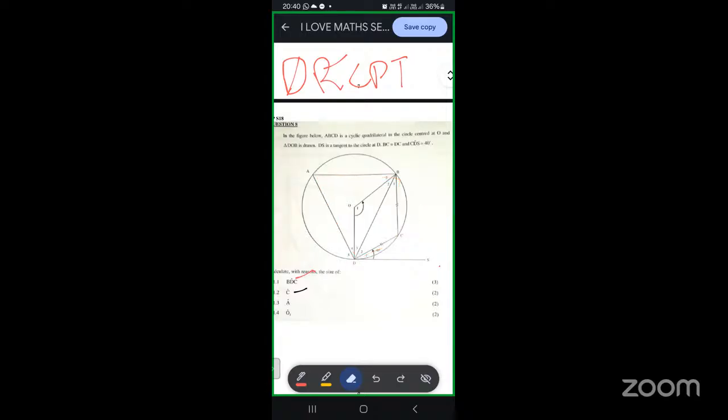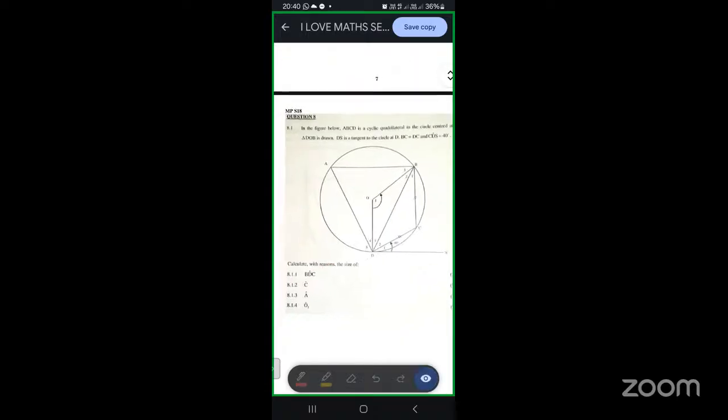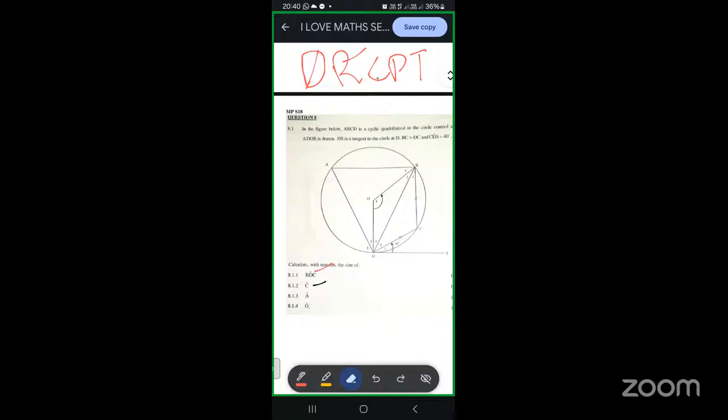So let's go to the last question of this part, whereby we are required to find the size of angle O1. I'm giving this to you now. We are required to find the size of this angle. What do you think about this one?